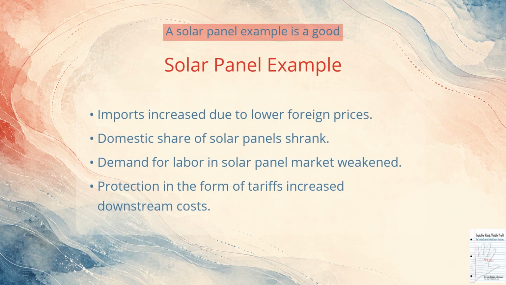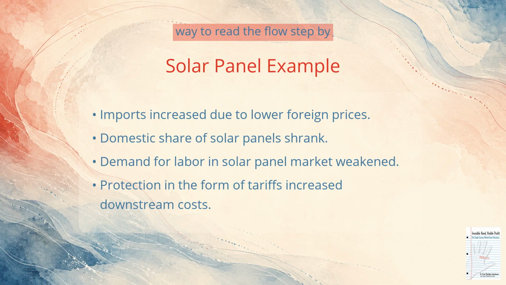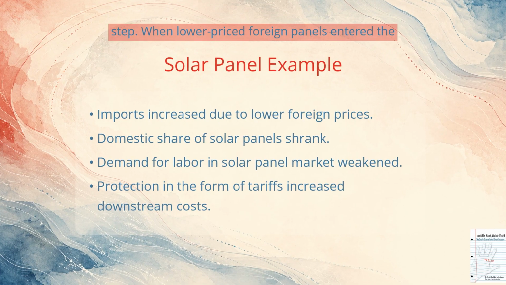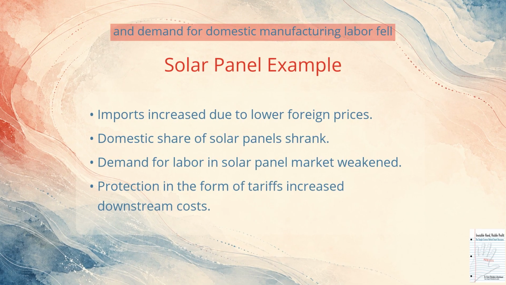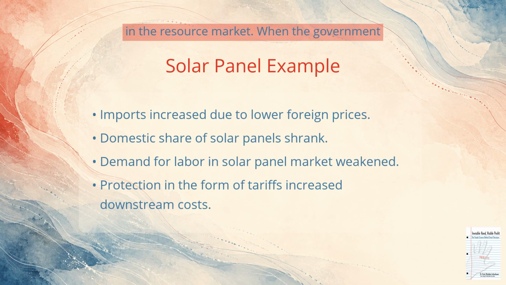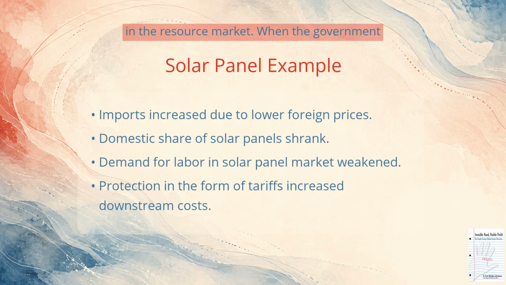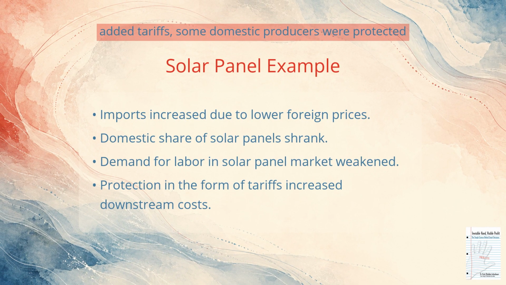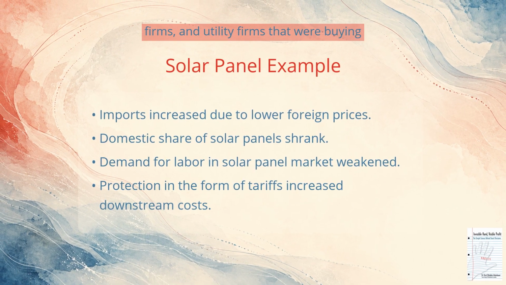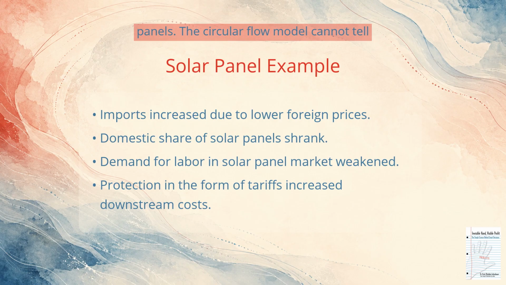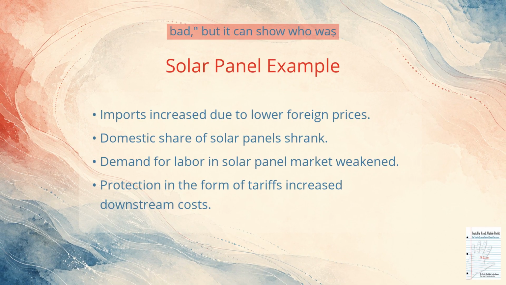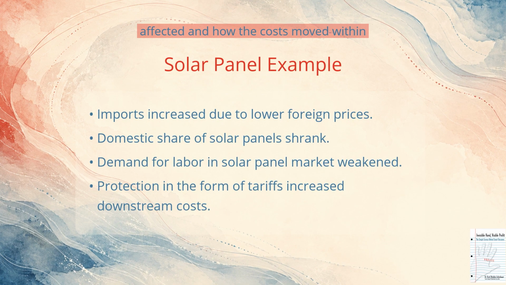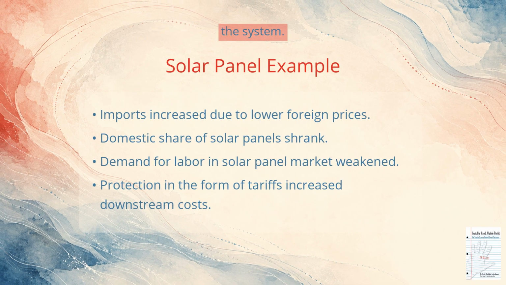A solar panel example is a good way to read the flow step by step. When lower-priced foreign panels entered the product market, domestic producers lost market share, and demand for domestic manufacturing labor fell in the resource market. When the government added tariffs, some domestic producers were protected, but they raised costs for installers, construction firms, and utility firms that were buying panels. The circular flow model cannot tell you whether the tariff was good or bad, but it can show who was affected and how the costs moved within the system.